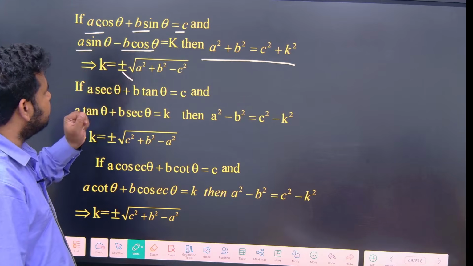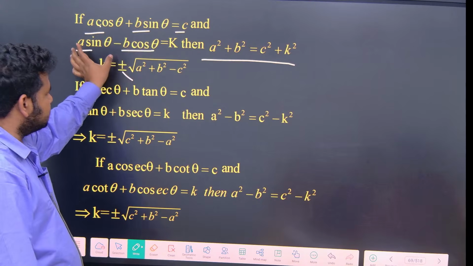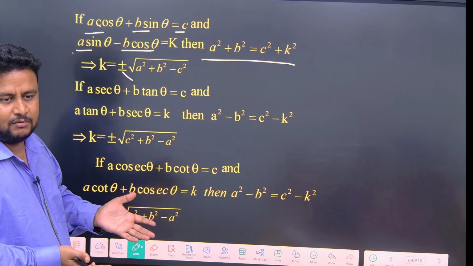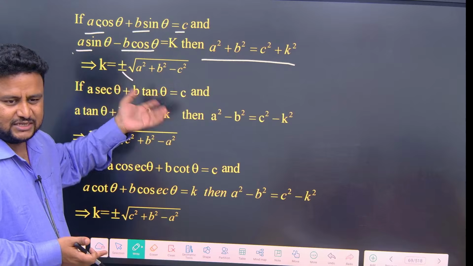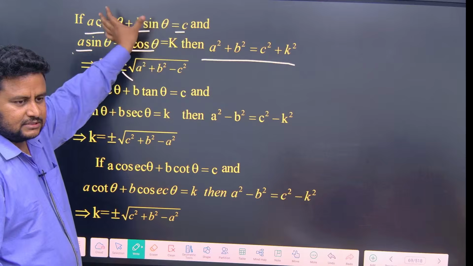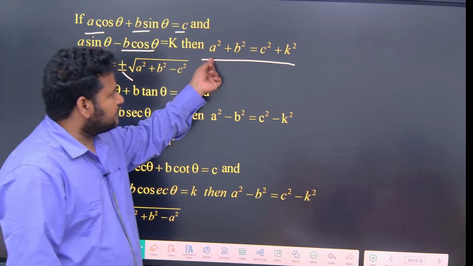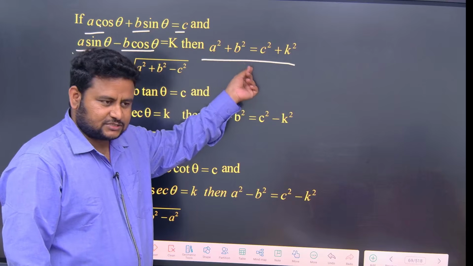How is this coming? What we have to do is square on both sides and add it. That's all. Anyway, no need to show that actually. This is very simple. You square this, square this, and add them, you will get a square plus b square is equal to c square plus k square.